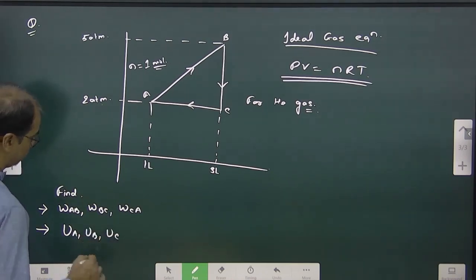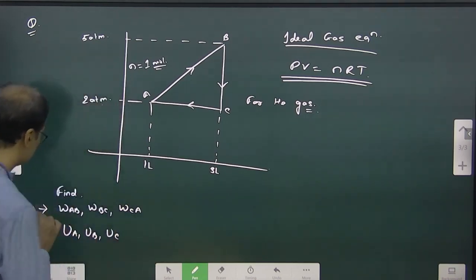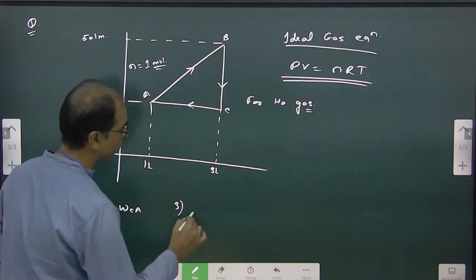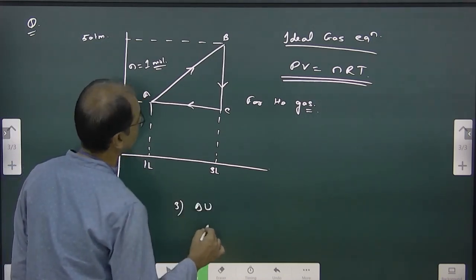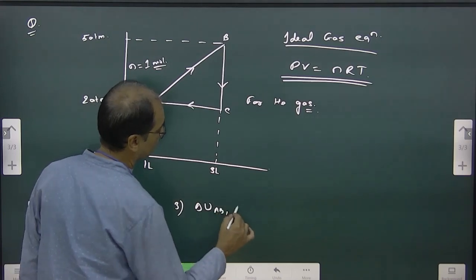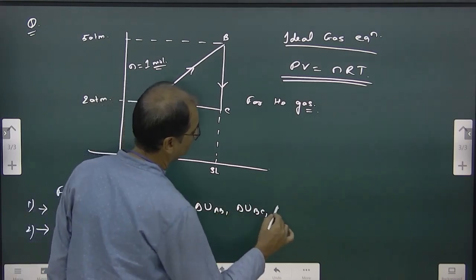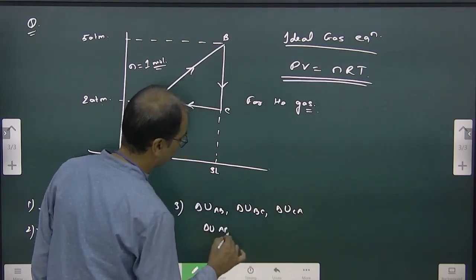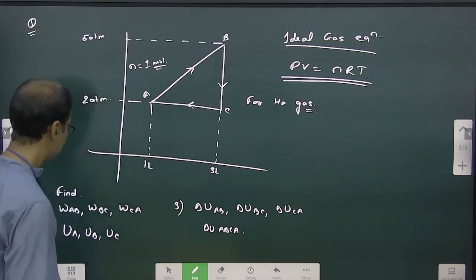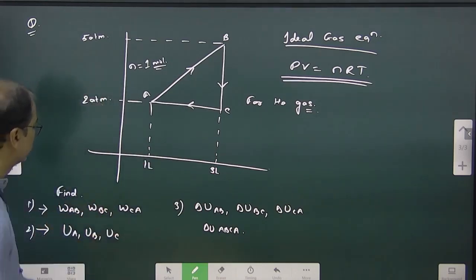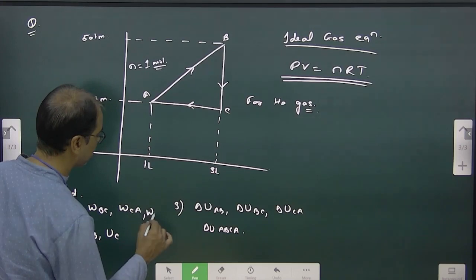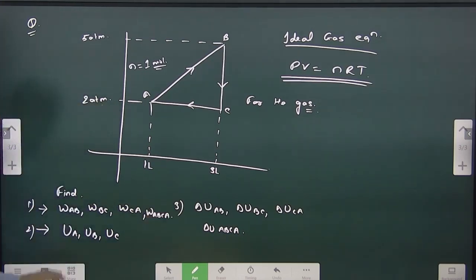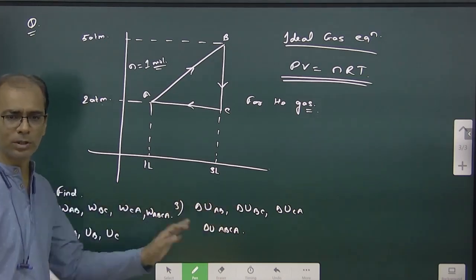And then, this is the first question, this is the second question. And the third question you write is find delta UAB, delta UBC, delta UCA, and finally delta UABCA. Here also, WAB, WBC, WCA, and WABCA. And for the full process, how much is the work done? Okay. So all these things we'll find. This is the question. Okay.